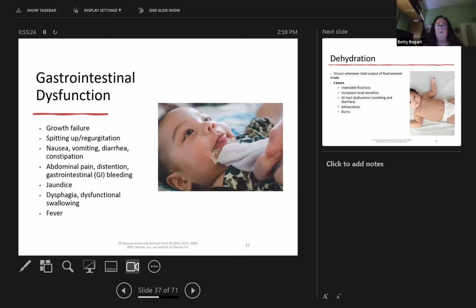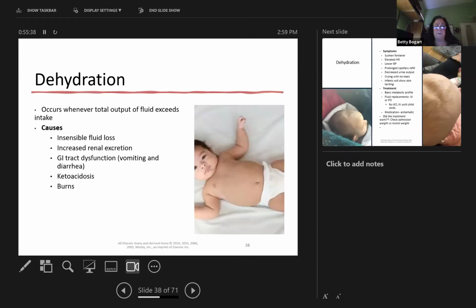And remember fever. What happens with a fever? Insensible fluid loss. Remember, dehydration. Big thing: with fever, we always have to increase fluid to replace the insensible fluid loss. Dehydration, as I said, is very, very dangerous in children, and it can cause kidney failure. It's caused by that insensible fluid loss, which could be from that fever.